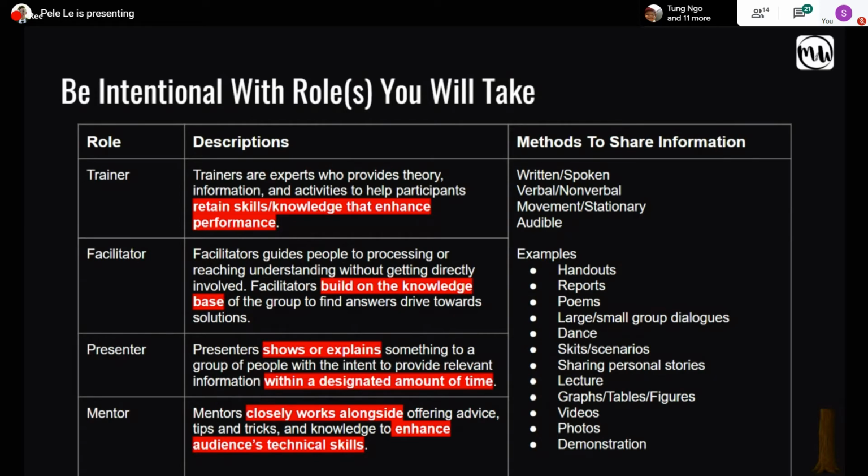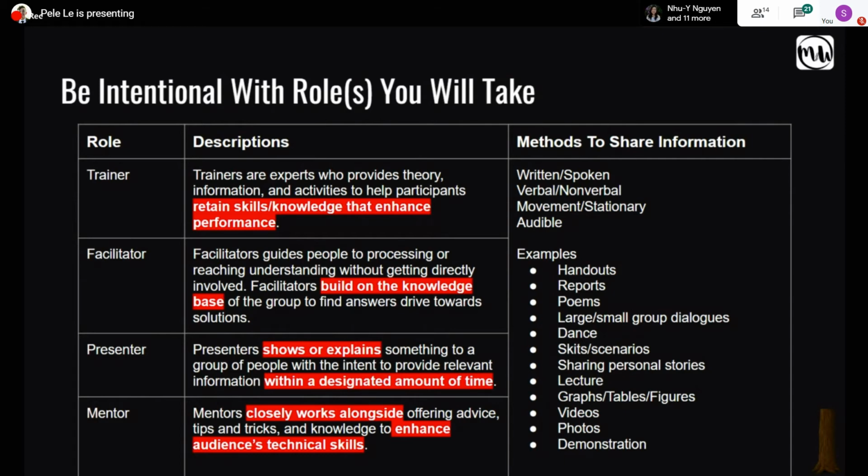Mentor, this role and this process is specifically someone who works very closely to target and enhance a specific technical skill. So this is a very curated type of learning. Inside a workshop where, let's say, you're writing poetry, the mentor would come around, talk to the audience about their particular work, and help them curate it in a certain way or learn.